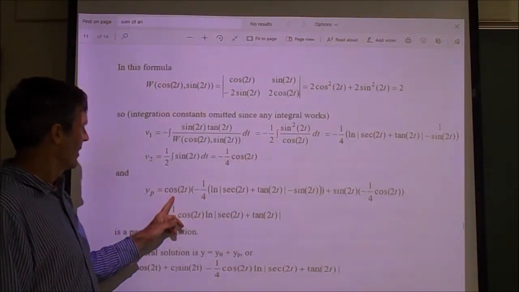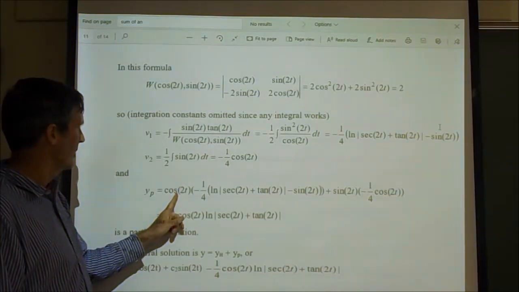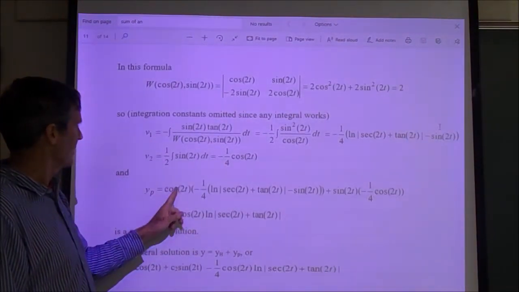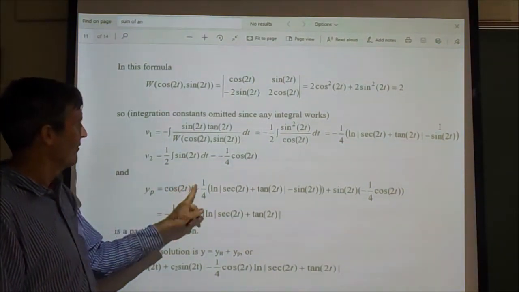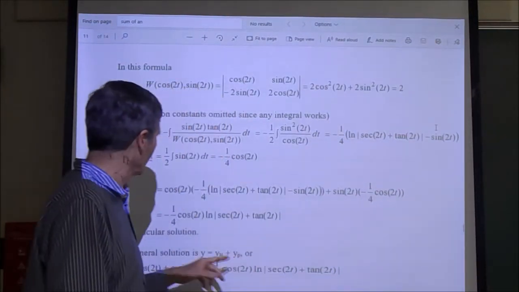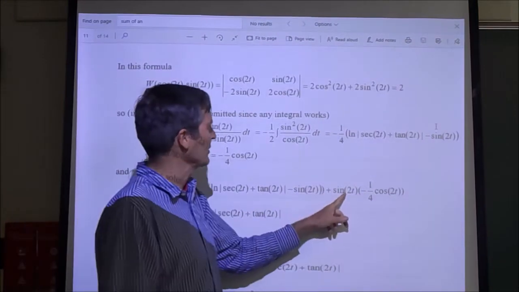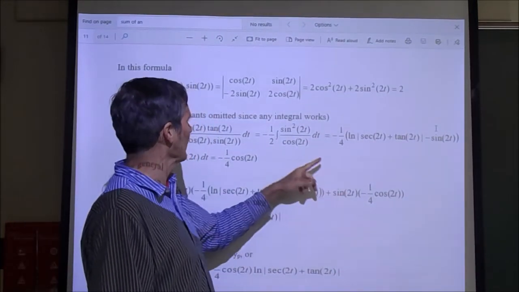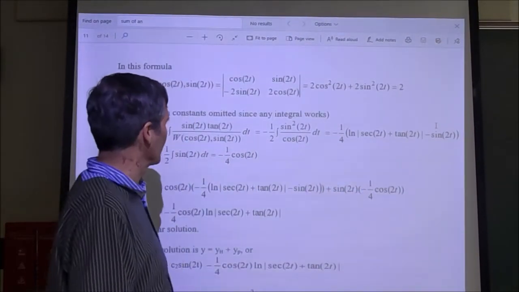Yp was equal to y1 v1 plus y2 v2, right? First solution of the homogeneous problem times v1, which we integrated. Second solution, added the second solution of the homogeneous problem times the second thing we got by integration.